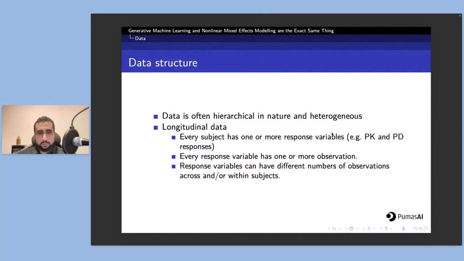Now, the data structure that we have to work with is often hierarchical in nature and heterogeneous. So what I mean by that is, let's take longitudinal data as an example. Every subject, for example, from clinical trial data might have one or more response variables. So there might be some PK variable, like drug concentration over time, and then there might be some PD variable, which measures a specific quantity of interest in the body as well, that we would like to affect. And for each of those response variables, the PK and the PD, there can be one or more observations. And we often have a different number of observations for PK versus PD. But we also often have a different number of observations for PK from subject 1 to subject 2 to subject 3. So the subjects may have a varying number of observations. And so that's what I mean by first the hierarchy in the structure of the data, but also the heterogeneity in the structure of the data that we often have to deal with.